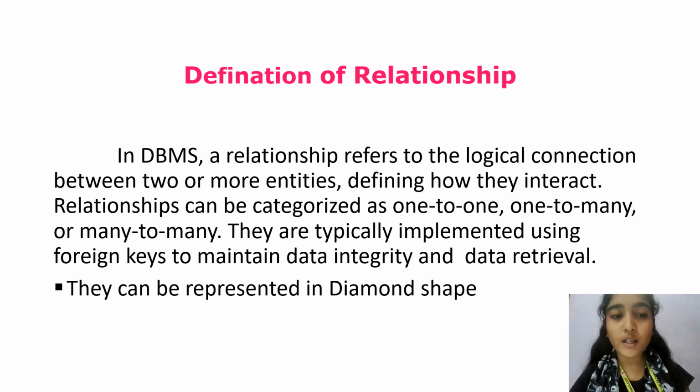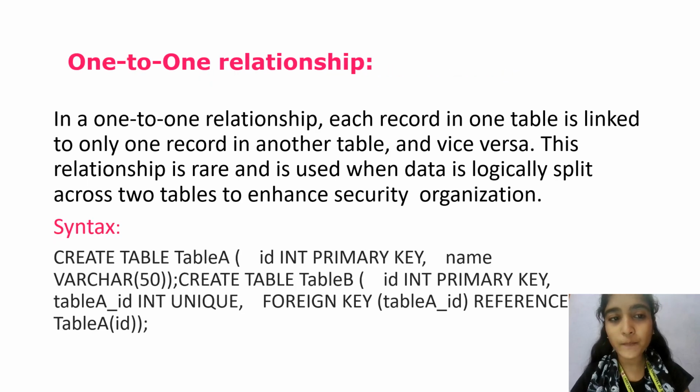Definition of relationship. In DBMS, a relationship refers to the logical connection between two or more entities, defining how they interact. Relationships can be categorized as one to one, one to many, many to one, and many to many. They are typically implemented using foreign keys to maintain data integrity and data retrieval. They can be represented in the shape of a diamond. So, moving to the next slide.